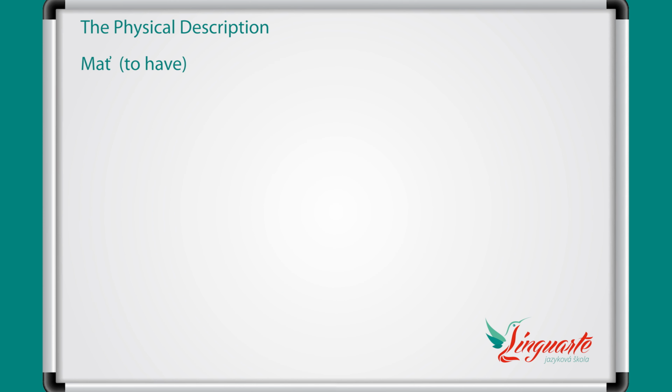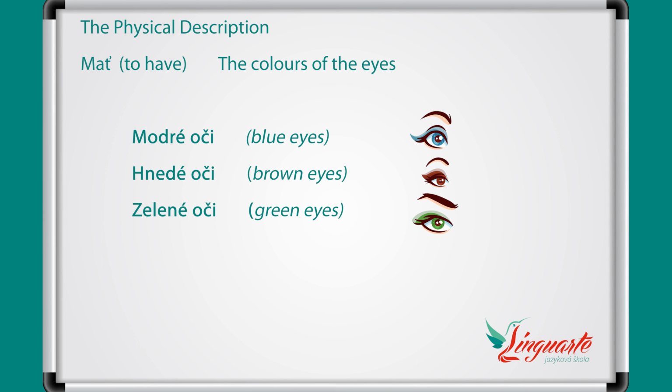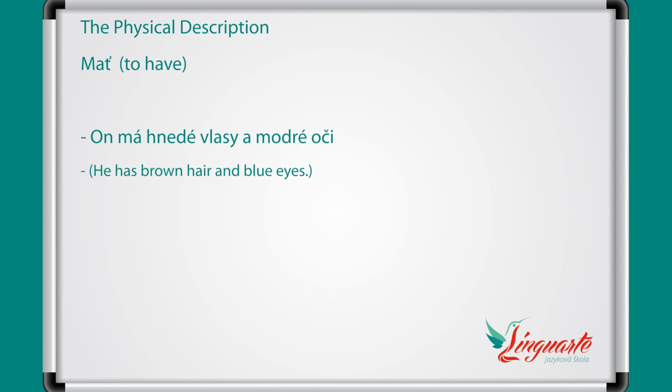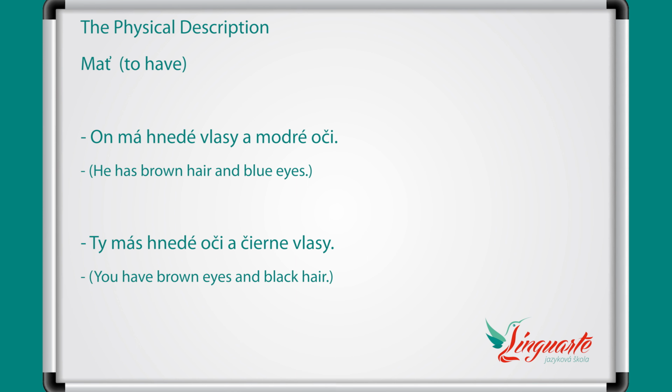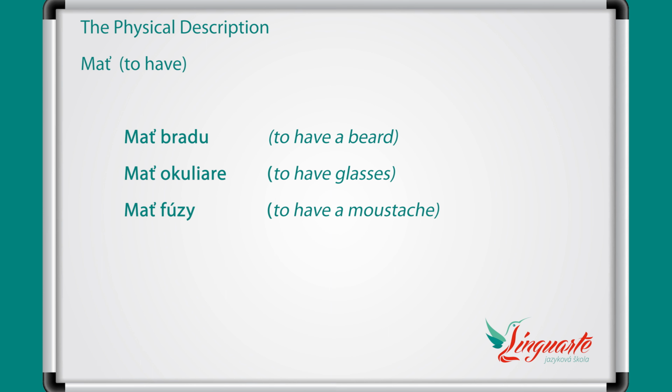Also, with the verb mať, we can describe the color of the eyes like this: modré oči, blue eyes, hnedé oči, brown eyes, zelené oči, green eyes. Then you can say on má hnedé vlasy a modré oči. Ty máš hnedé oči a čierne vlasy. Other possibilities with the verb mať are mať bradu, to have a beard, mať okuliare, to have glasses, mať fúzy, to have a mustache, mať pehy, to have freckles.